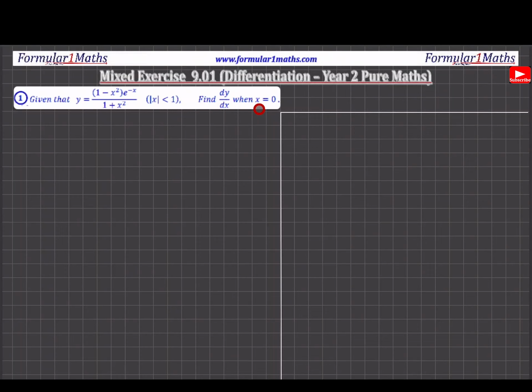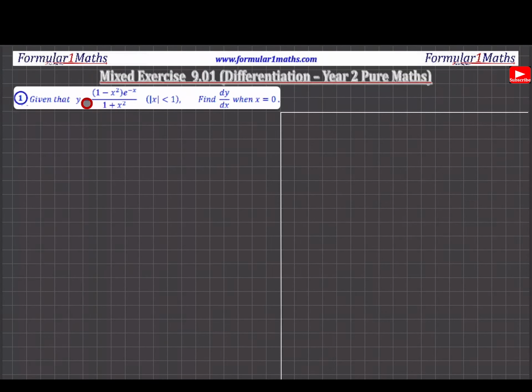I'm going to use 2 methods to answer this question. For the first method, I'm going to use implicit differentiation, and then I will use the quotient rule for the second method. So first method, I'm going to take logs of both sides of the equation.